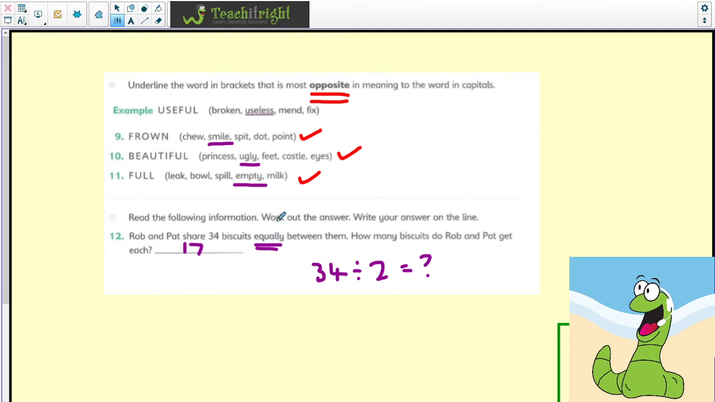So equally is the key word here between them. How many biscuits do Rob and Pat get? Well, if we get 34 biscuits, divide it by 2, we're obviously going to get 17. Now, if that was something you couldn't have done in your head, I'd like to think you can, but maybe you could just do some short division. 2's into 3 goes once, remainder 1, 2's into 14 goes 7.